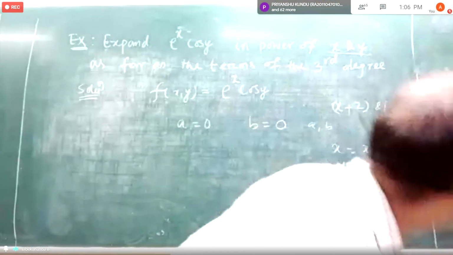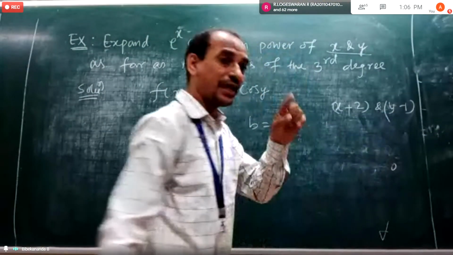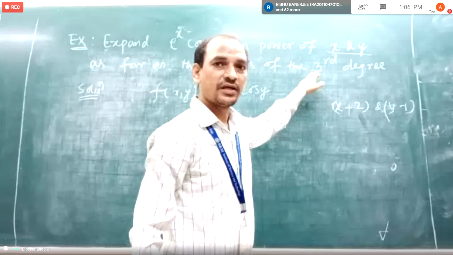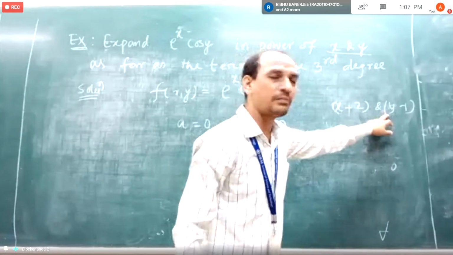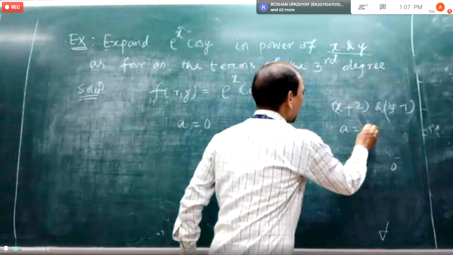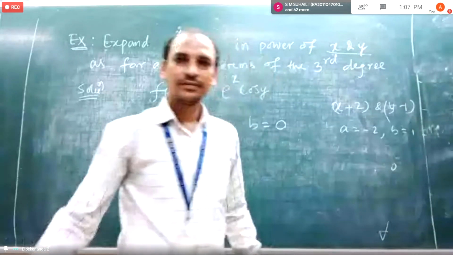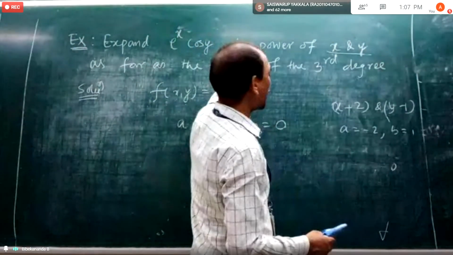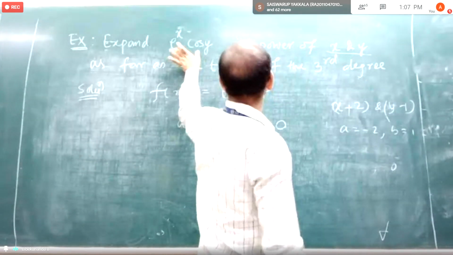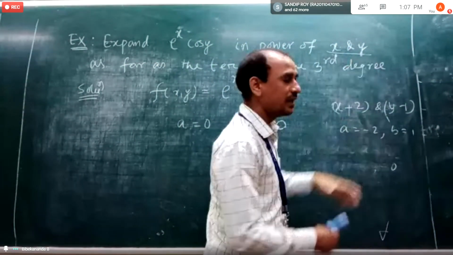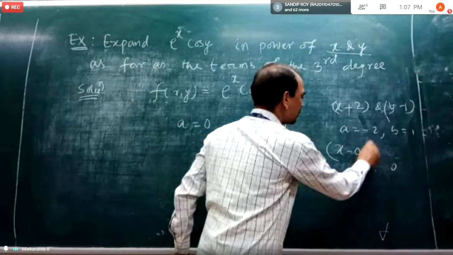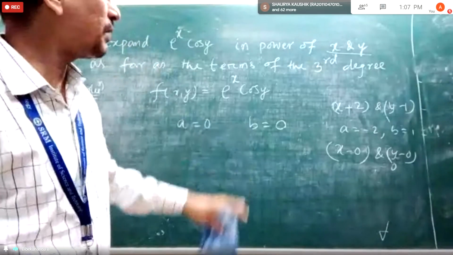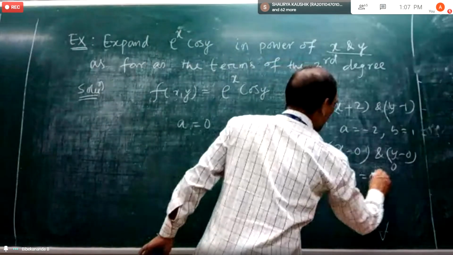Remember what I am saying: if it is asking to find the Taylor series in the powers of x plus 2 and y minus 1, it means your a will be minus 2, b will be 1. We did that problem in the last class. Now in this case, we are finding the Taylor series expansion for this function in the powers of x and y. So we can write x equal to x minus 0 and y equal to y minus 0. So what are the values of a and b? Your a will be 0, your b will be 0.